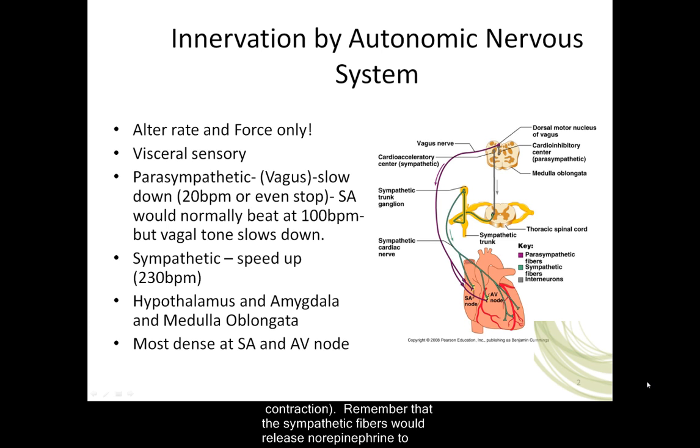Remember that the sympathetic fibers would release norepinephrine to bind to beta-1 adrenergic metabotropic receptors to increase heart rate and force. And the parasympathetic fibers would release acetylcholine on muscarinic metabotropic acetylcholine receptors to decrease heart rate. The innervation of the heart from the autonomic nervous system is greatest at the sinoatrial node and secondarily at the atrioventricular node. Sympathetic fibers also innervate the ventricular walls, thus they modulate inotropy.